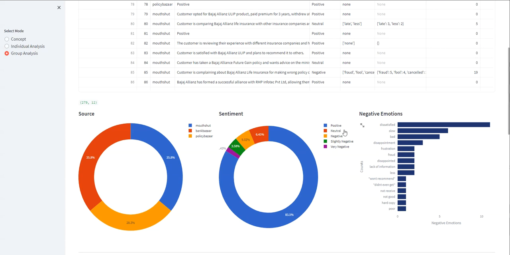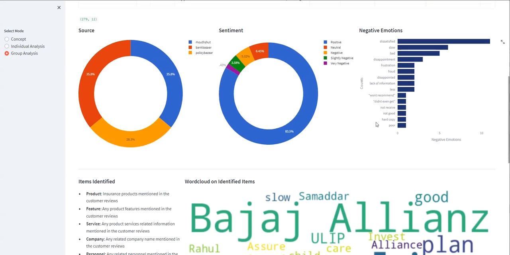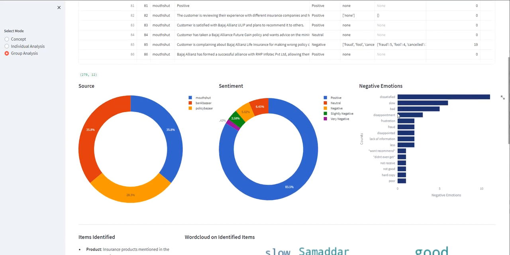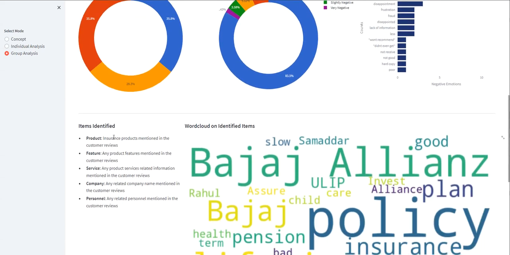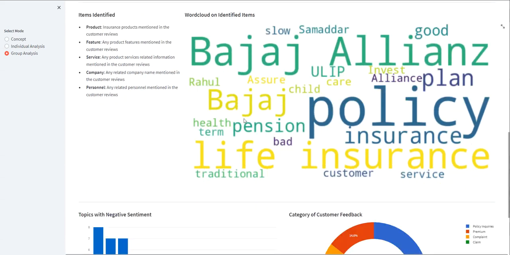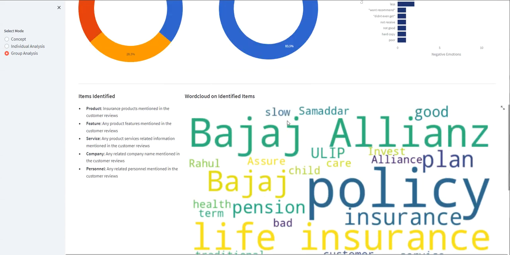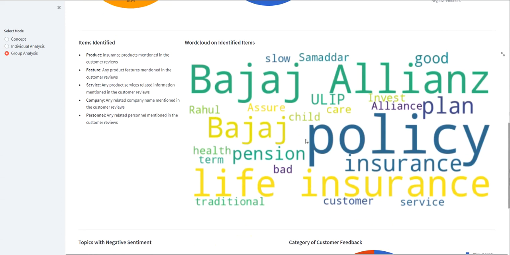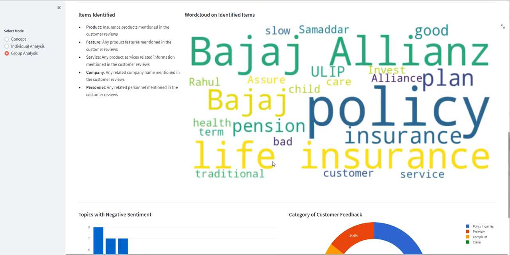You can say most of these are positive, only a small amount, like 6%, 5% are negative, and you have what is a negative emotion? You have dissatisfied, slow, bad, disappoint, frustration as top negative emotions, and you also have items identified on this word cloud, right? You have policy, insurance, pension, health, and some names and ULIP. These are the keywords. You can probably take a deeper dive if you want to know more.